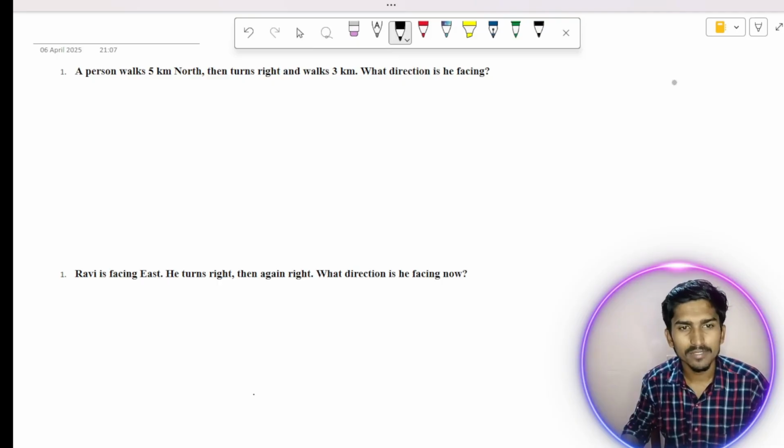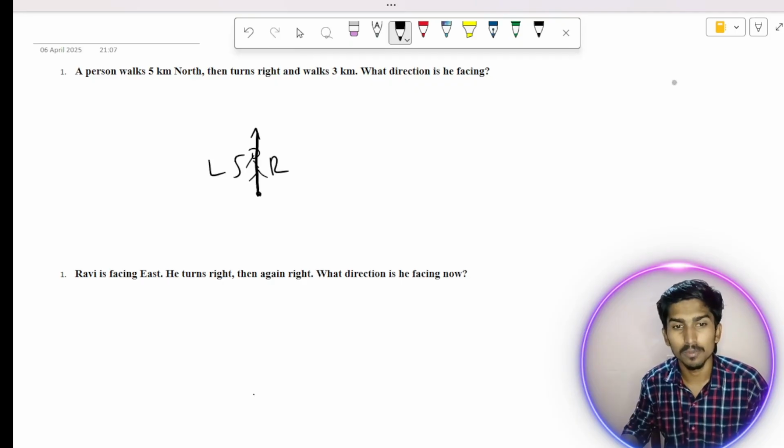Say a person walks 5 kilometers north. Follow along with me. Okay, you'll be able to get what I'm doing. A person walks 5 kilometers north. For example, see, this is the person's position. He walks north, that is 5 kilometers, and then turns right. See, this is the right to him. If he is moving towards north, this is the right, this is the left. You should know this beforehand.